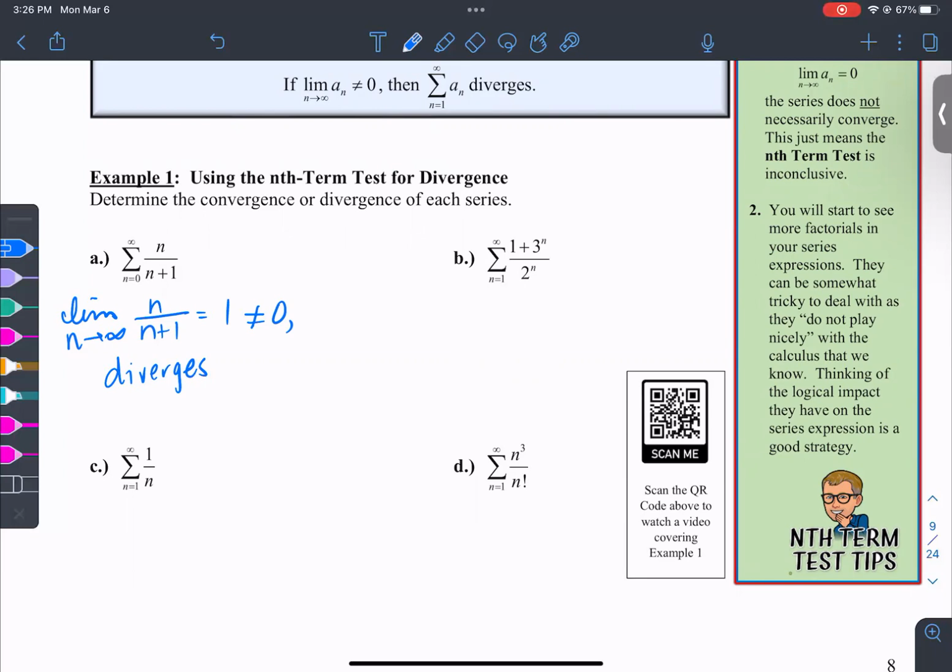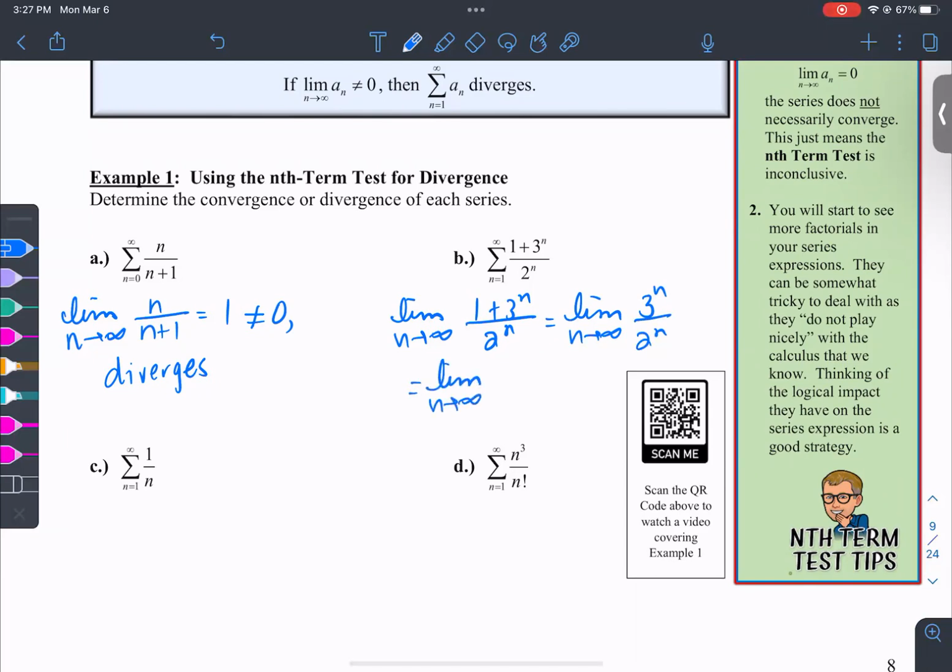Okay, example 1b, again we have our summation, so we switch that to the limit as n approaches infinity of (1 plus 3 to the n) over 2 to the n. We've not done very many limits with an exponential function as a fraction, but if we think about n getting very large, these exponents getting very large, the 1 would be insignificant pretty quickly. So we really can think about this as just the limit as n approaches infinity of 3 to the n over 2 to the n, or even simpler, the limit as n approaches infinity of (3 over 2) to the n.